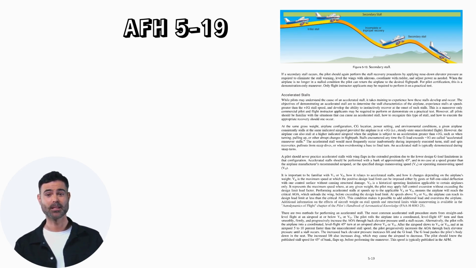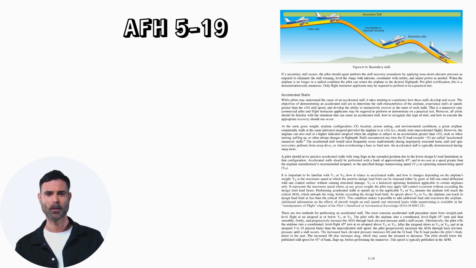at a speed greater than the airplane manufacturer's recommended airspeed or the specified design maneuvering speed VA or operating maneuvering speed VO. It is important to be familiar with VA or VO, how it relates to accelerated stalls, and how it changes depending on the airplane's weight. VA is the maximum speed at which the positive design load limit can be imposed either by gusts or full one-sided deflection with one control surface without causing structural damage.